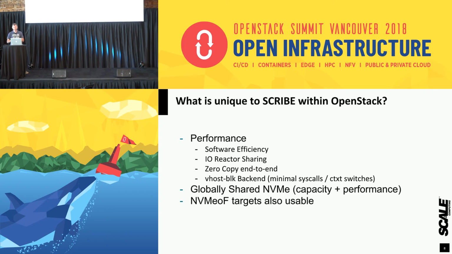Additionally, Scribe uses NVMe over Fabrics internally for communicating with NVMe drives on other nodes. We can also consume other NVMe over Fabrics targets. So if you have an NVMe over Fabrics array or other hosts that are exporting drives via NVMe over Fabrics, Scribe can also integrate those into the overall pool of blocks and share those devices.